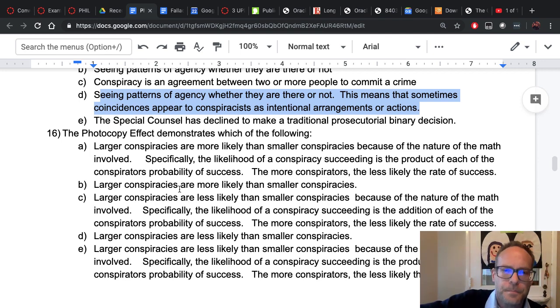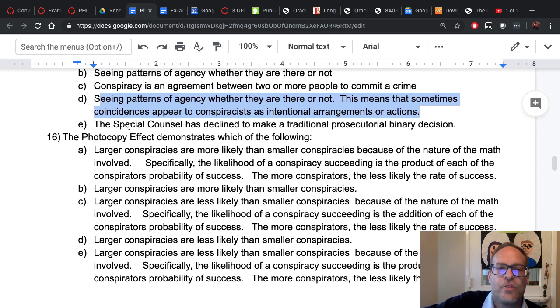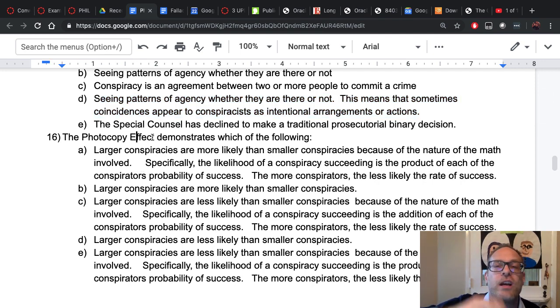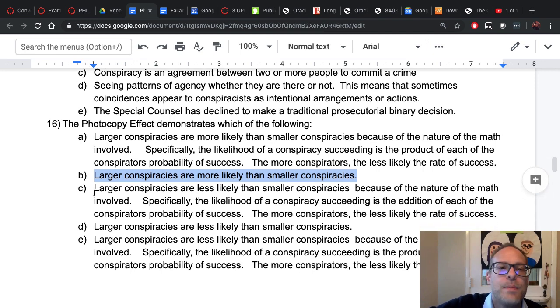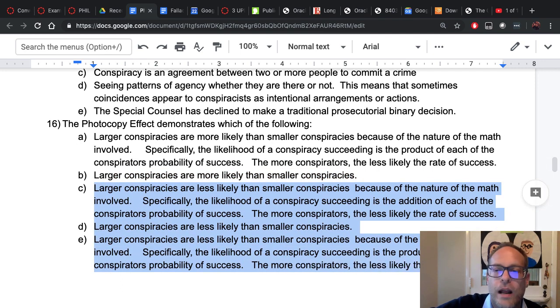Let's look at this. Remember, lots and lots of options here. There's so much reading here and you don't have much time, so you want to try and knock out the ones that are wrong. So what does the photocopy effect demonstrate? Larger conspiracies are less likely than smaller ones. So larger conspiracies are more likely? No, that's going to be wrong. Larger conspiracies are more likely than smaller conspiracies? No, that's wrong. Okay, so A and B are gone. So even if you're guessing, you've gone from 1 out of 5 to 1 out of 3. 20% to 30%. That's good. I'll take it.